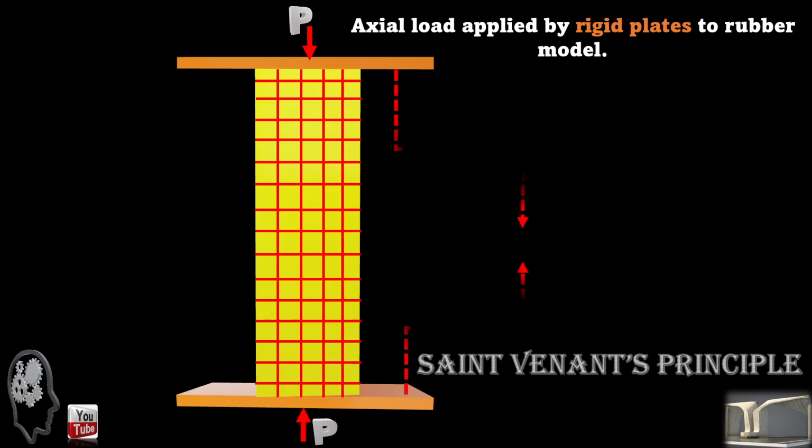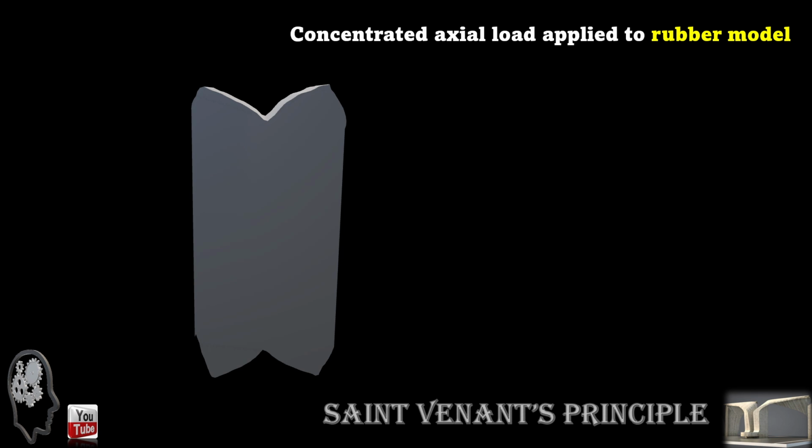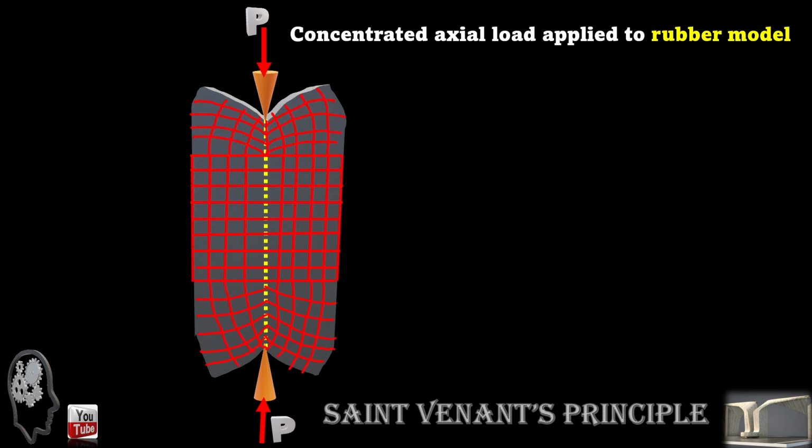But what if we apply the concentrated load to the rubber model without the caps? It increases the stresses at the center line, as you can see at the top. So that's exactly what Saint-Venant's principle says: the stress at the location of the applied load is much higher than at the corners.